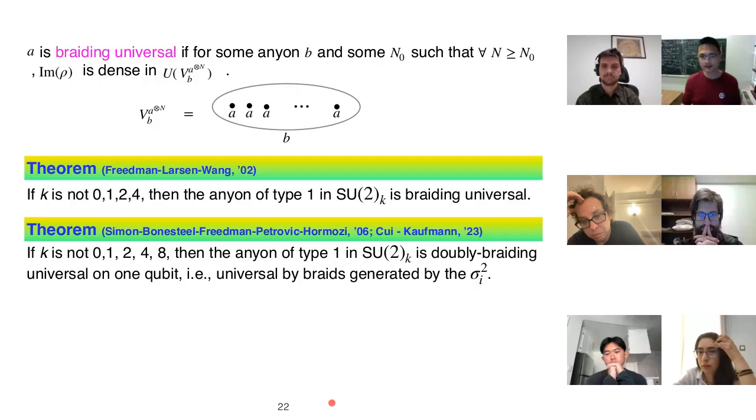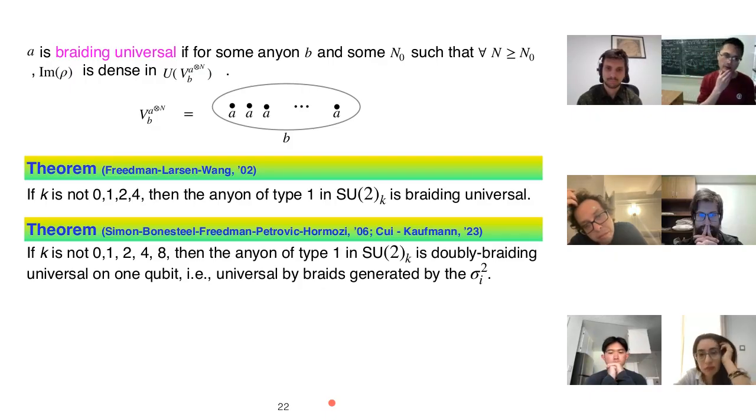Mathematically, this means that the braid group representation generated by the generators sigma squared is dense. We found this result more recently, but later on we found that this result can also be derived from an earlier paper of Simon, Bonesteel, Freedman, and others.